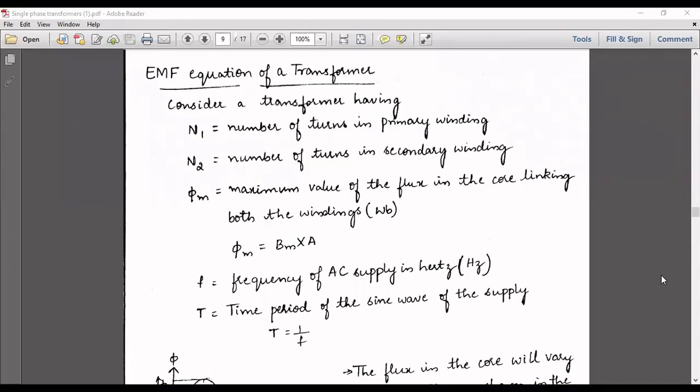In today's class, we are going to discuss the EMF equation of a transformer, losses in the transformer, what is meant by efficiency, and the condition for maximum efficiency. First, we'll study the EMF equation of a transformer.